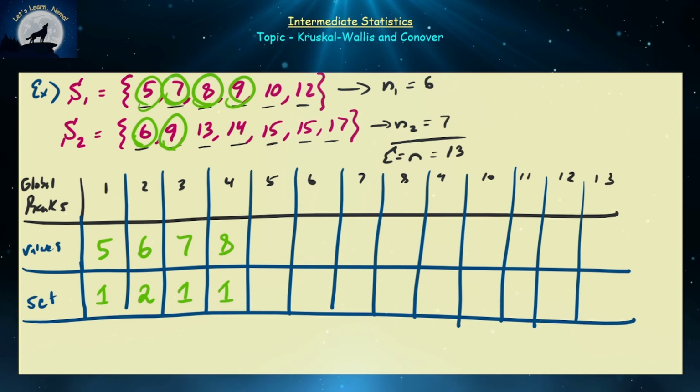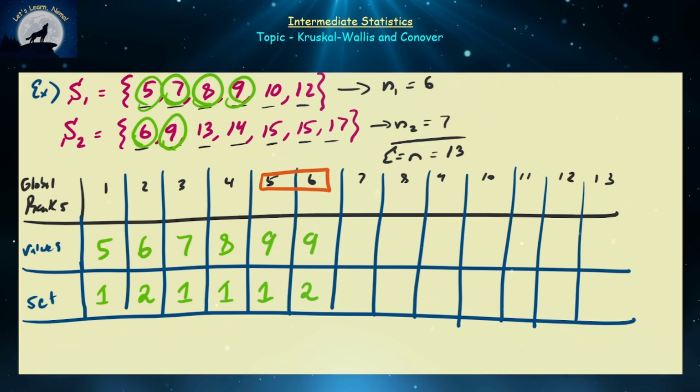And then we have two 9s, so 9 and 9, and that belongs to set 1 and set 2, or you could do set 2 and 1. Now, since we have a tie for these two, we don't want to assign set 1 to rank 5 and set 2 to rank 6. That's kind of biased, right? So what we're going to do is take the average of these two, and that's going to give us a rank of 5.5 and 5.5 for each of them. And obviously, now they have the same exact rank in the global settings, right?